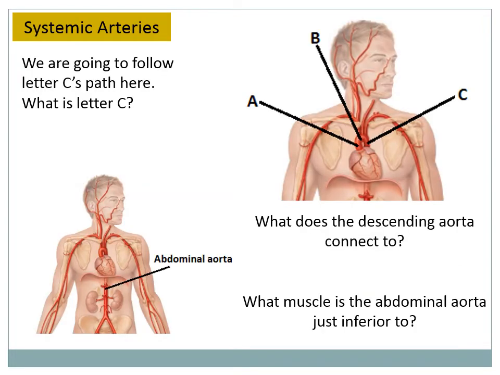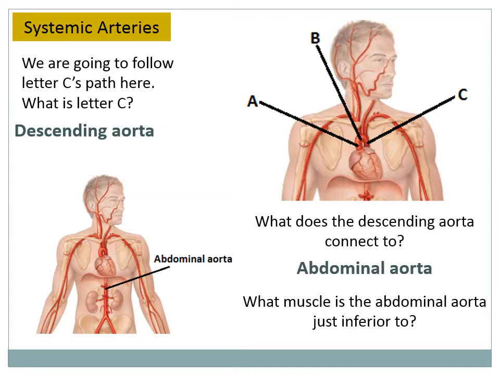Next, we're going to be following the path of letter C here. Looking at letter C, what was the name of letter C? Yeah, that's going to be your descending aorta, right? A was the ascending aorta, B was the aortic arch, and C is our descending aorta. Now, if you look to the image to the left here that's labeled, what does our descending aorta connect to? Yeah, it connects to the abdominal aorta.